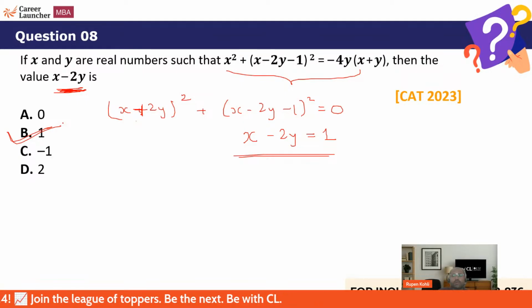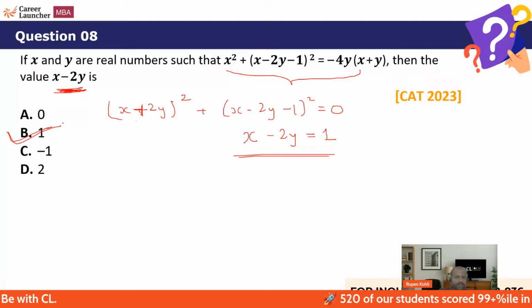So we don't even need to solve the equations, right? Perfect.